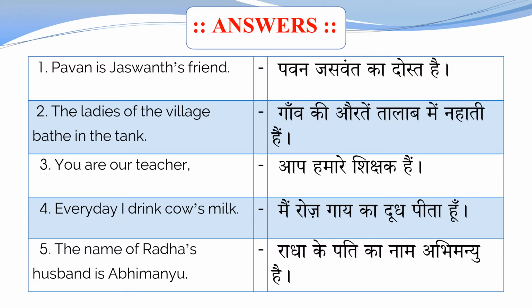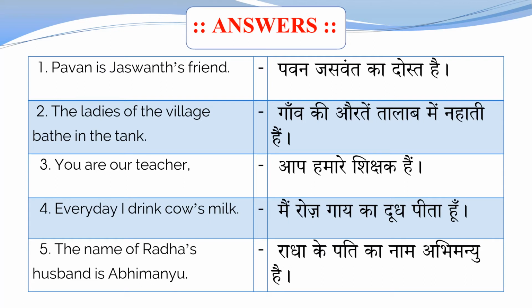And the words like ka, ki and ke are changed as per the gender. So, gaon ki auratein. Bathe means nahati. In translates to mein. The tank translates as talab. So, the answer would be gaon ki auratein talab mein nahati hain.